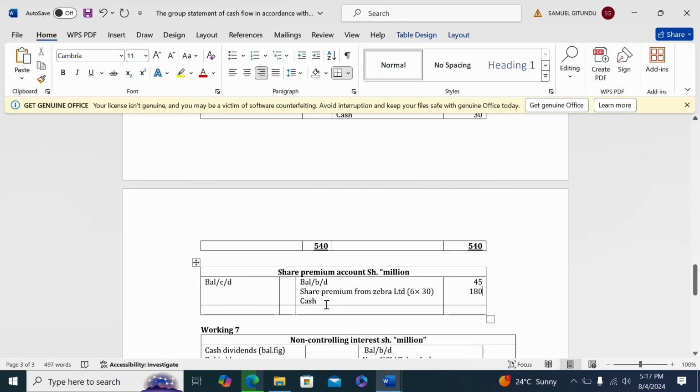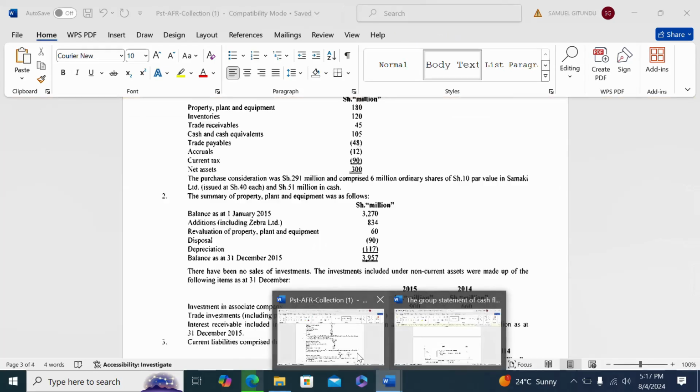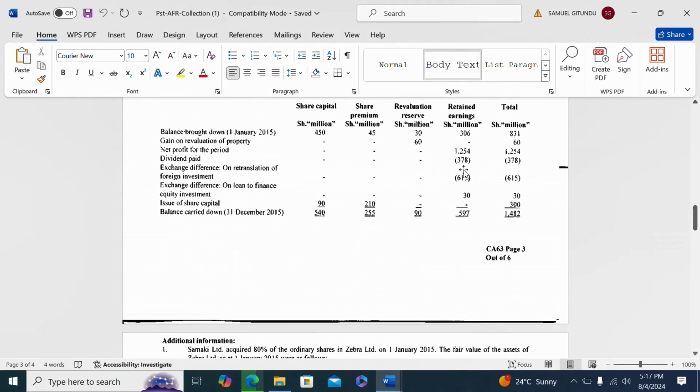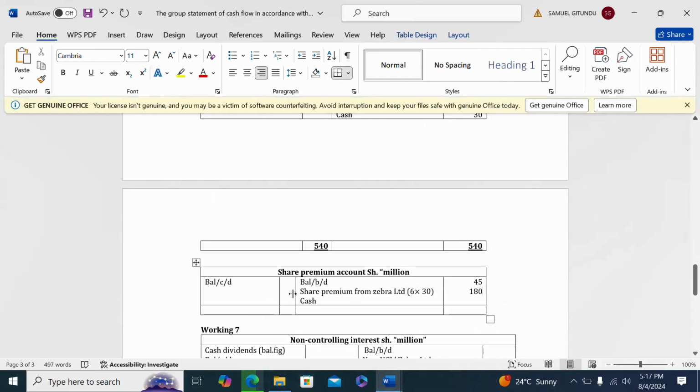6 times 30, I'm getting 180. Then what is the balance carried down in the share premium account? The balance carried down in the share premium account is 255. It looks like 255 is the bigger figure here. So the balancing figure here represents the cash on the issue of shares at premium. So 255 minus 180 minus 45, I'm getting 30.